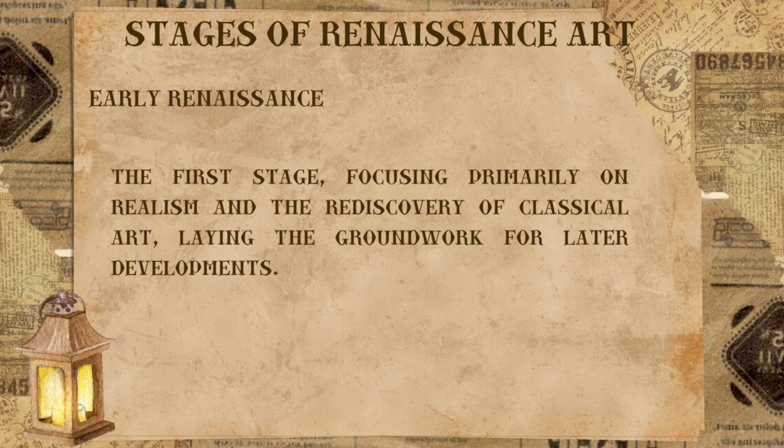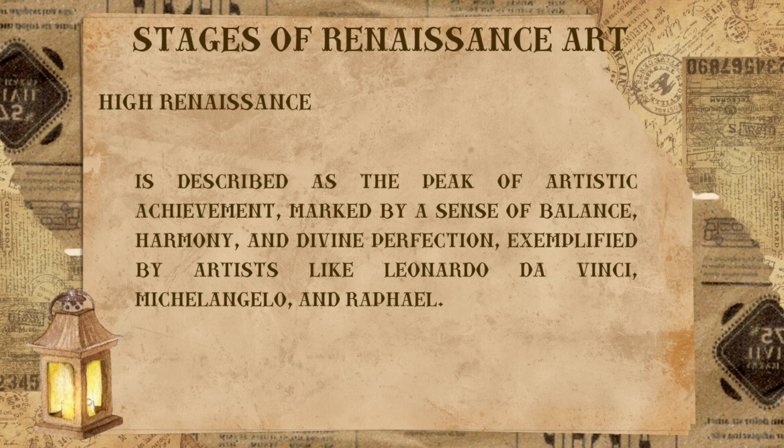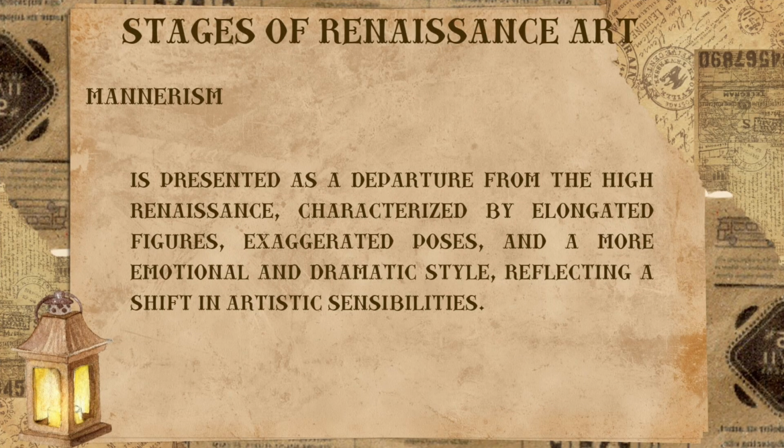Early Renaissance. The first stage, focusing primarily on realism and the rediscovery of classical art, laying the groundwork for later developments. High Renaissance is described as a peak of artistic achievement, marked by a sense of balance, harmony, and divine perfection, exemplified by artists like Leonardo da Vinci, Michelangelo, and Raphael. Mannerism is presented as the departure from the High Renaissance, characterized by elongated figures, exaggerated poses, and more emotional, dramatic styles, reflecting a shift in artistic sensibility.